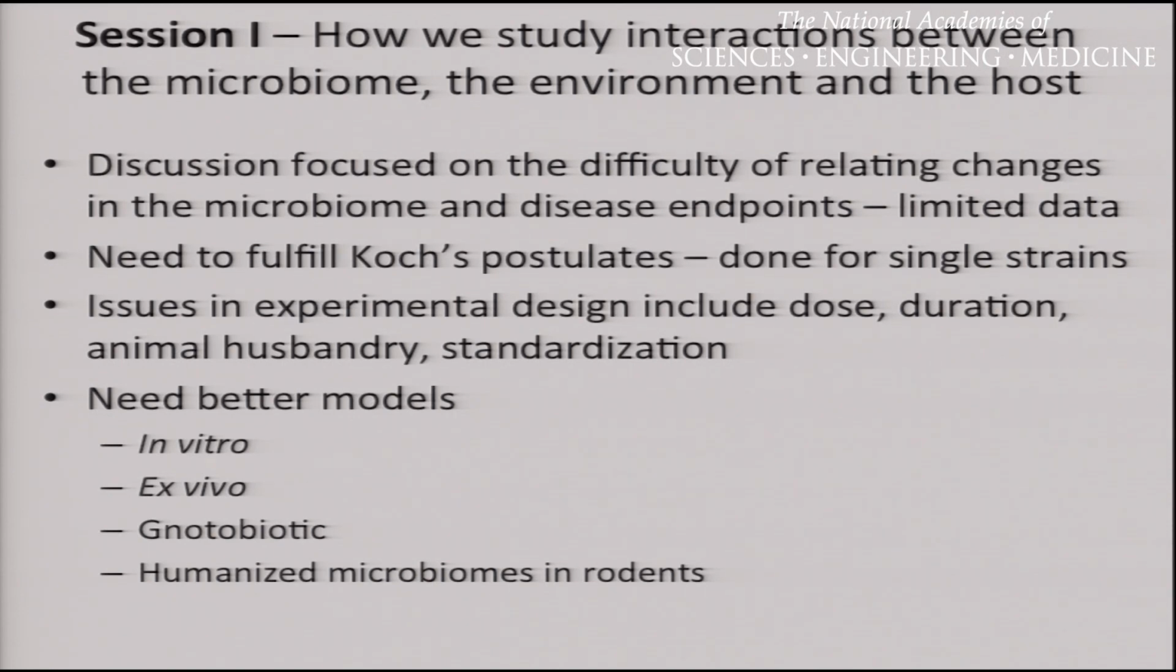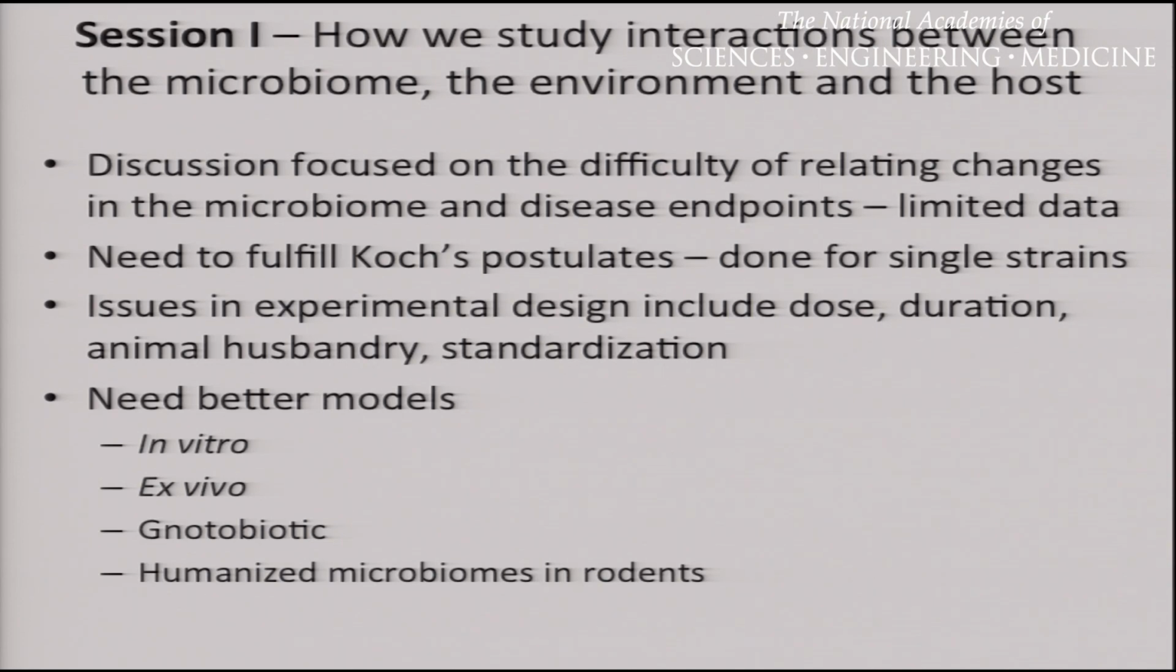So it was also in the discussion that we focused on the difficulty of relating changes in the microbiome to disease endpoints. There's still a limited amount of data. To do that, we really need to fulfill Koch's postulates, which means take it out, figure out the mechanism, put it back in, and show the same mechanism exists. That's only been done in a few cases at the actual strain level, not for the whole microbiome.